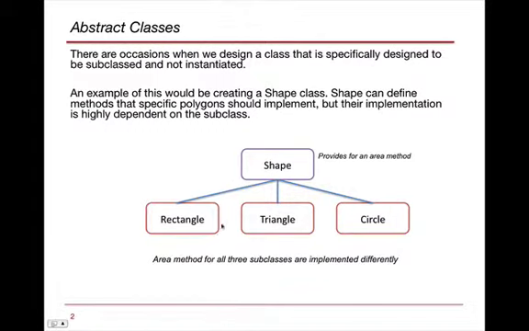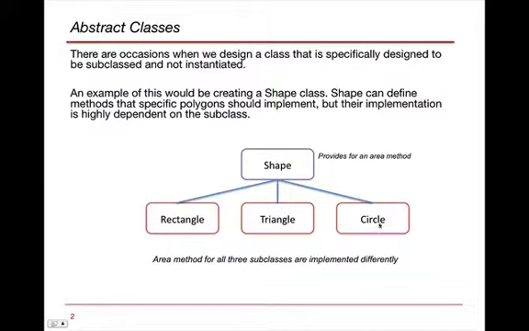There are occasions when we want to design a class that is specifically designed to be subclassed and not instantiated. So we have this concept called shape. Within shape we say that all shapes should have an area method. Nothing else needs to be defined other than that. From shape, we would say rectangle is a kind of shape, triangle is a kind of shape, and circle is a kind of shape. So the area method for all three subclasses is implemented differently. This is length times width, this is 1/2 base times height, and this circle is pi r squared.